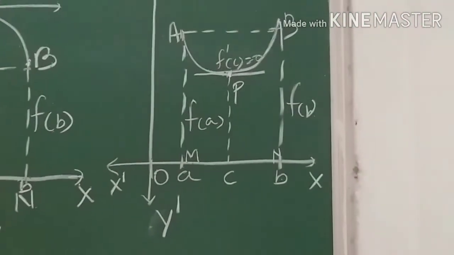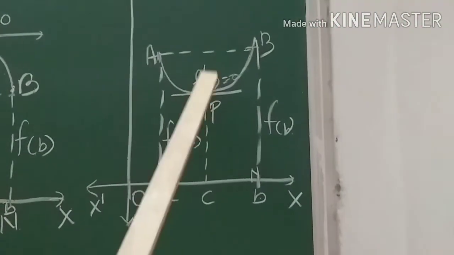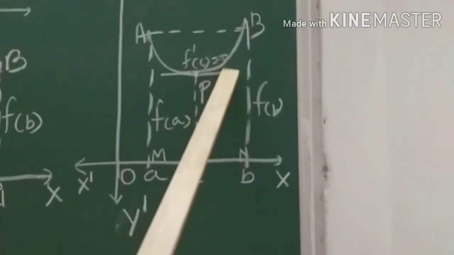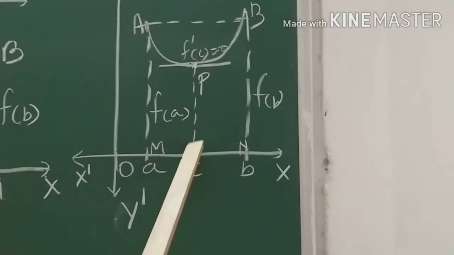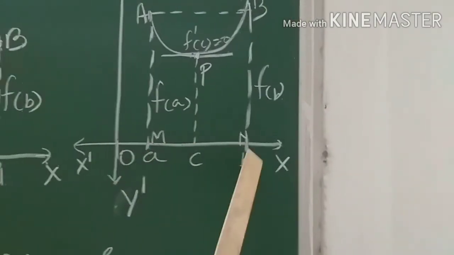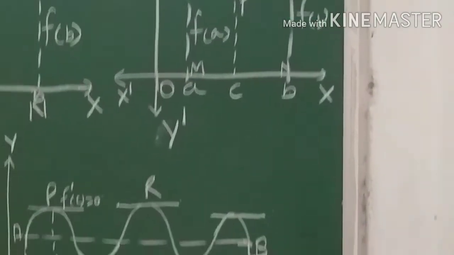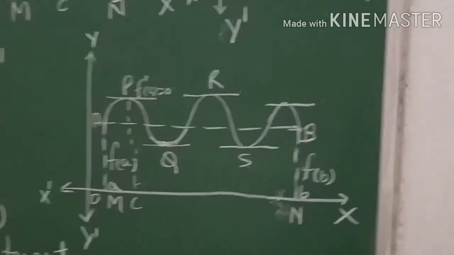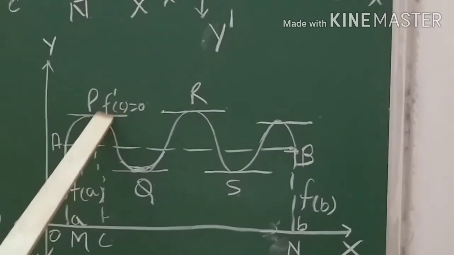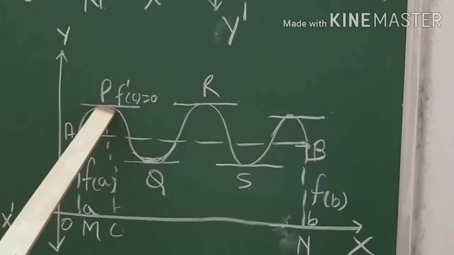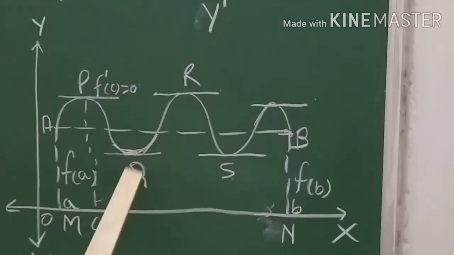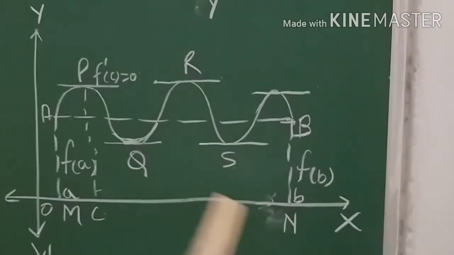In this graph also you can see, students, there is a point P. At this point the slope of the tangent is 0. This is point C, the value of c at this point. So f dash c is 0 and c lies between A and B. Similarly, in this graph, you can see there are many points P. At this point the slope of the tangent is 0 and this tangent is parallel to the x-axis. Similarly, at points R, Q, S, there are many points, students.